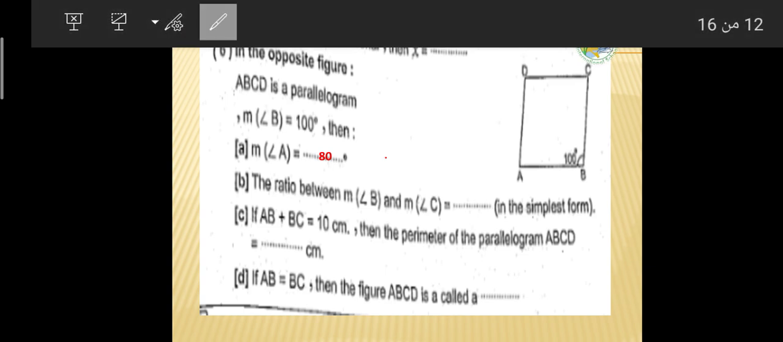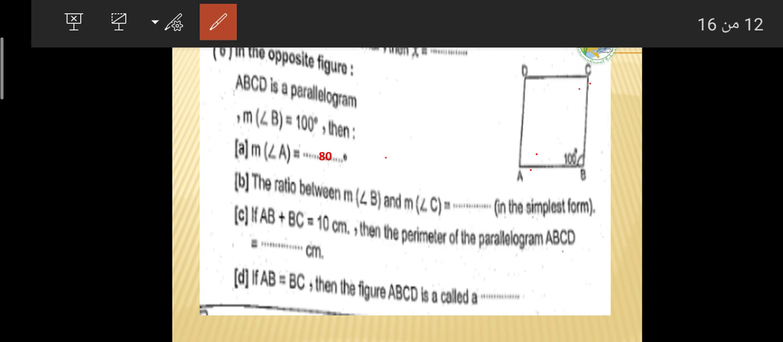Number B, the ratio between measure B and measure C in the simplest form. Okay, measure B equals 100. طيب measure C equals what? Of course equals 80. طيب ازاي equals 80؟ ممكن نقول ان هنا دي measure A 80 يبقى measure C, the opposite angle, equals 80.